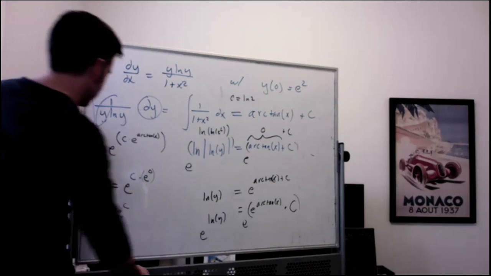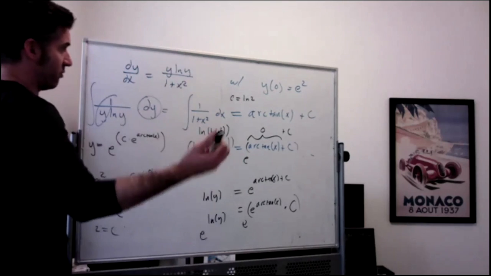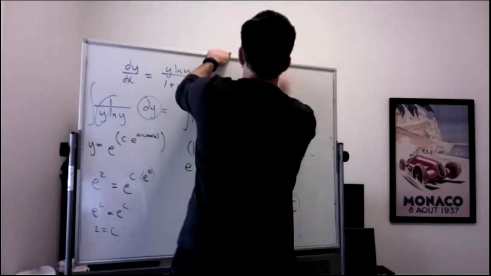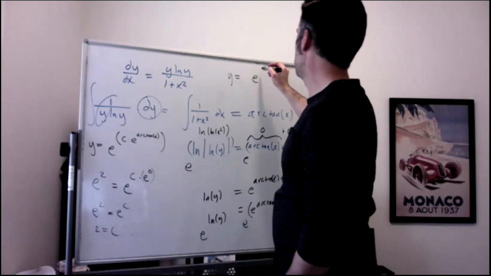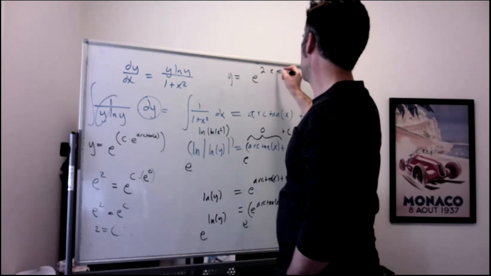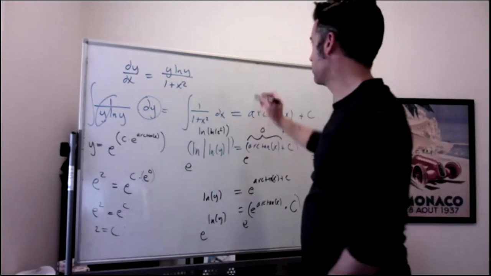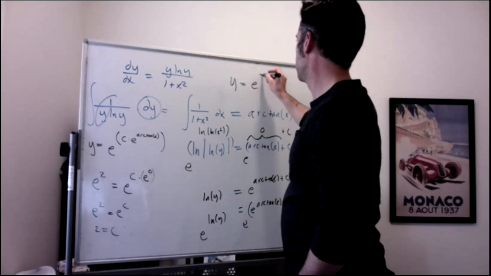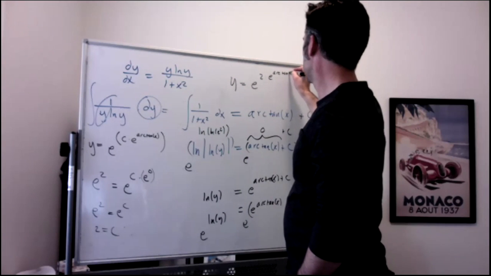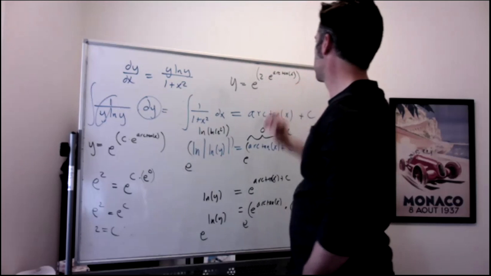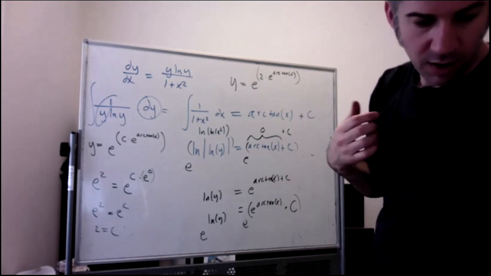So one way I could write this answer would be y equal to e to the 2 times e to the arctangent of x. Which seems like a very strange answer. Kind of bonkers. There are questions about this question.